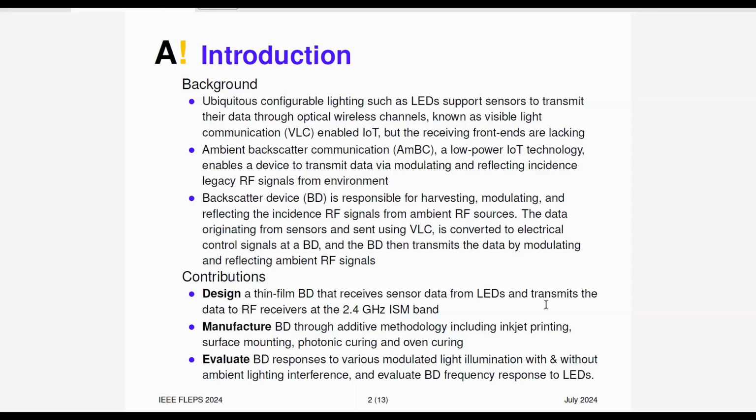We evaluated the backscatter device response to various modulated light illumination without ambient light interference, and we evaluated the BD frequency response to the LEDs.